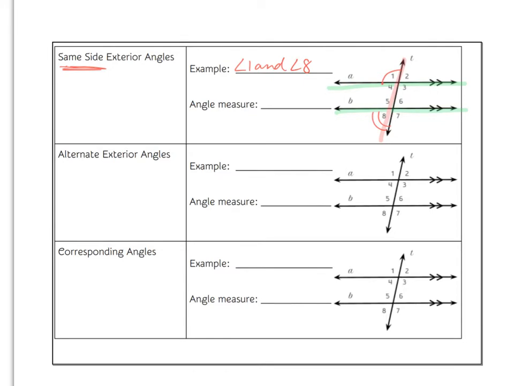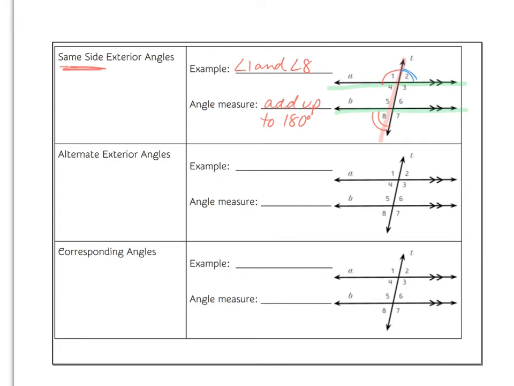Look at their sizes. Do you see how angle 1 looks obtuse? It looks pretty big. And angle 8 looks acute. It looks smaller than 90. Well, their measures will add up to 180 degrees. In other words, they're supplementary. So if angle 1 is 100 degrees, angle 8 would be 80 degrees, so that they would add up to 180. The other pair of same side exteriors, can you guess what they are?